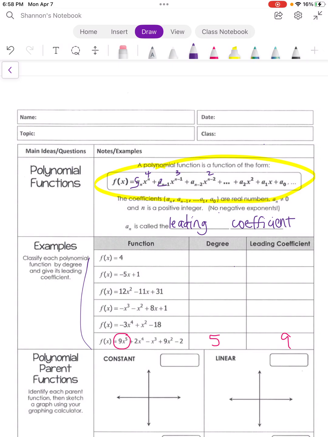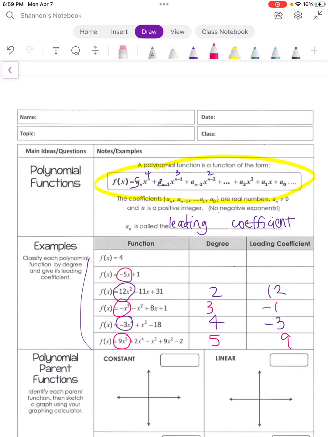When I look at the one above it, negative 3x to the fourth has that highest exponent, that degree of 4. The negative 3 is the leading coefficient. Above that, negative x cubed is the highest one, so that degree is 3, and the negative 1 is my leading coefficient. Above that, I have the 12x squared is that highest powered term. The 2 is the degree, the 12 is the leading coefficient.